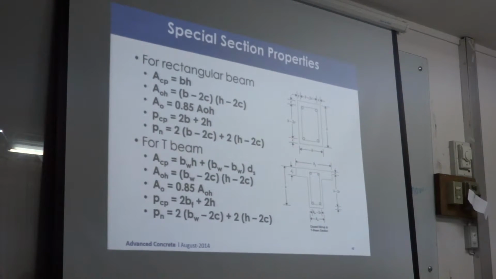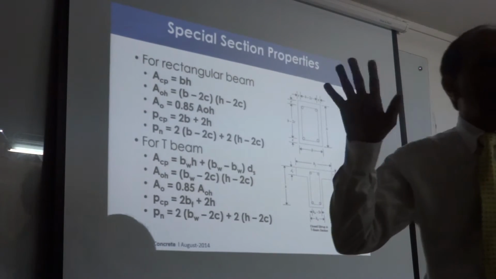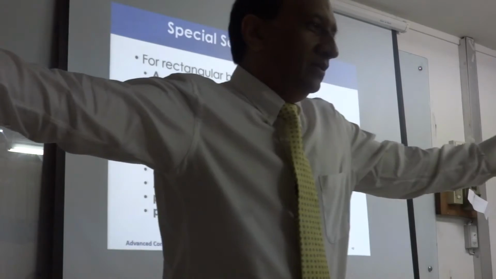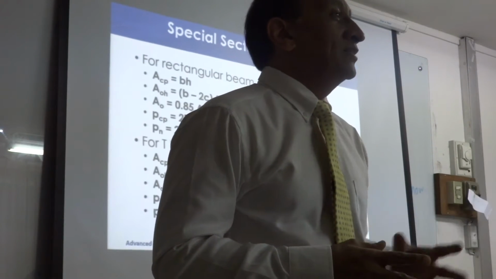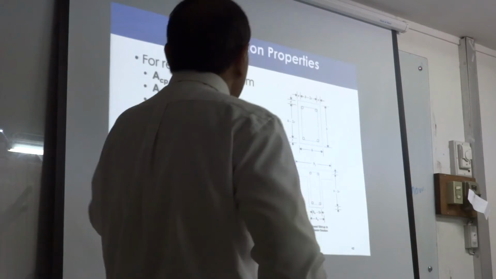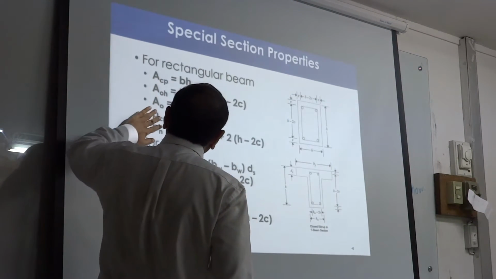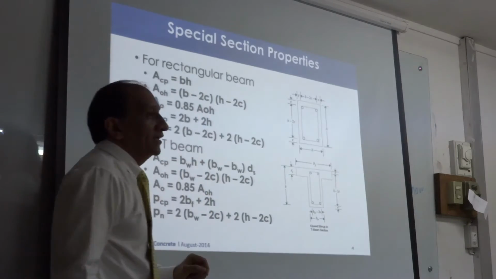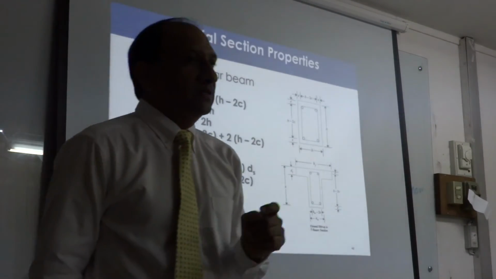Correct? This was not the case earlier. Earlier we needed to calculate the J, we needed to calculate C1, C2, TJ, many complicated formulas that took long to calculate torsion. That's why many engineers chose not to design for torsion at that time. Now it's easier. So you calculate these few factors. Based on that, you can calculate the capacity of the beam in torsion.